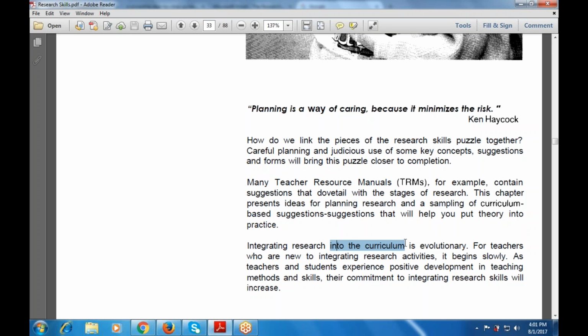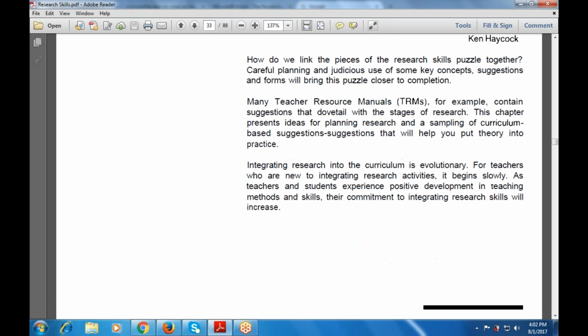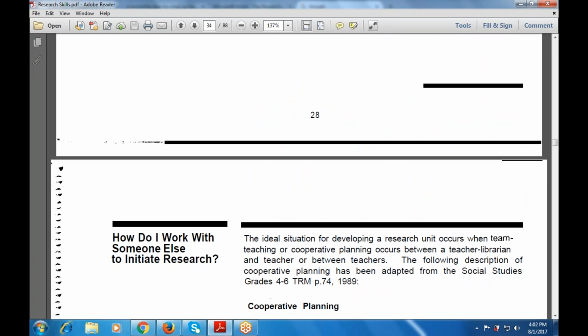Integrating research into the curriculum is also evolutionary. For teachers who are new to integrating research activities, it begins slowly, and teachers and students also experience a positive development in teaching methods and skills. Whatever the skills, whatever the logic with which they are carried out, they will be used for the commitment to integrating research activity, which will increase day to day.